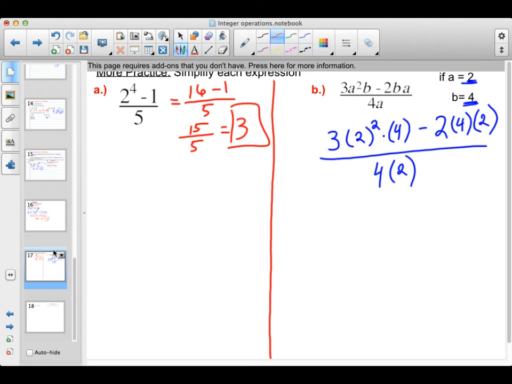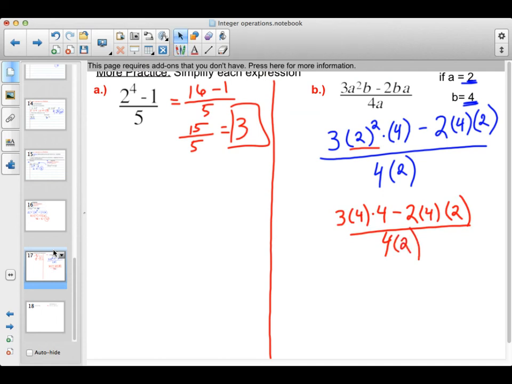Now we just need to follow the order of operations. First thing we would start with is this 2 to the second power. So I'm just going to be thorough and write it all down. 3 times 4 times 4, where the 4 would be 2 to the second. Minus 2 times 4 times 2 over 4 times 2.